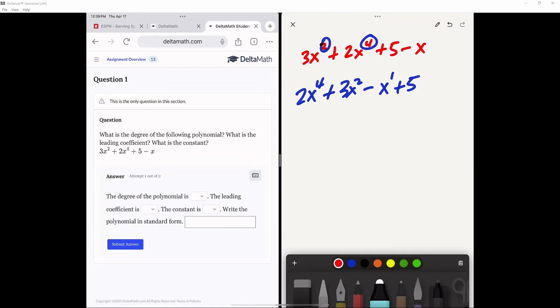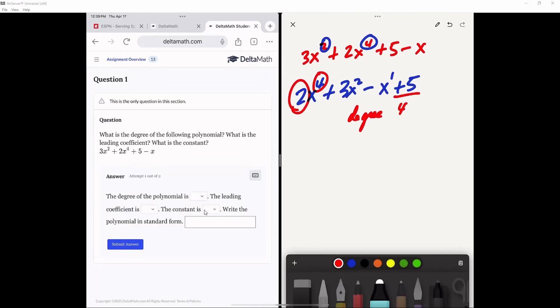Now, once it's in standard form, whatever the highest exponent is, that's the degree. So the degree of this is 4. The leading coefficient is the coefficient of the leading term. And then the constant is always going to be last, and it's the number that has no variable with it.